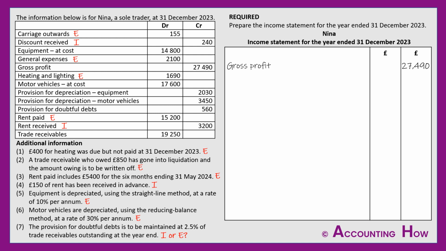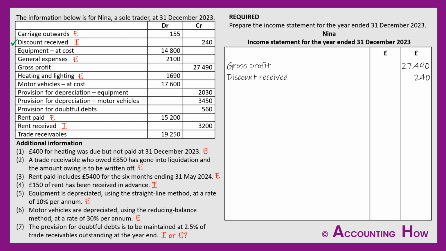And because I've done the planning, it's a little bit easier now because I'm just looking for the I's. So the first I we put next to is discount received. In the additional information, it didn't say anything about discount received, so that figure must just be right as it is. I can just put it straight in. So we're going to be adding the discount received of £240. And then over on the other side, I like to just put a little tick. I've just put a green tick there because it reminds me I've dealt with that, and then I'm ready to move on to the next thing.